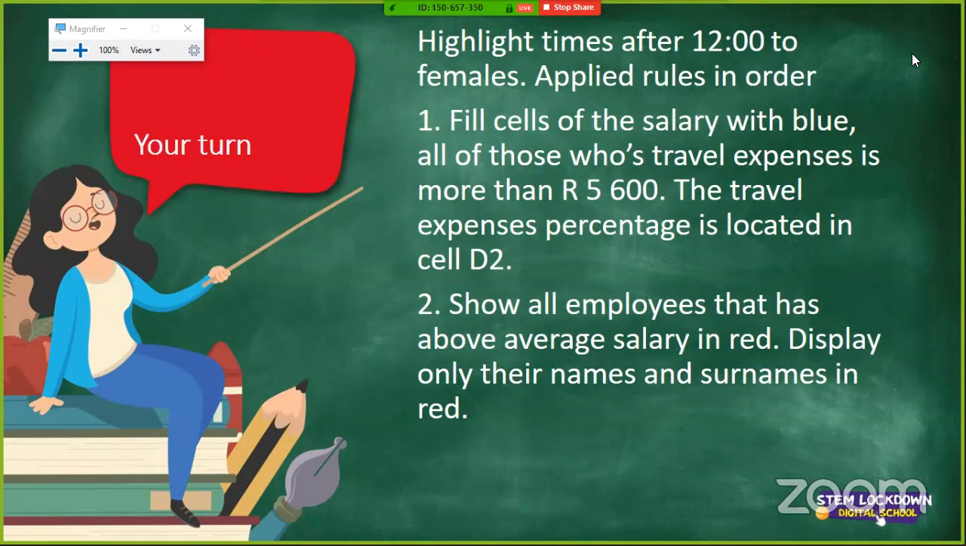Okay, let's go to the chat. We've got some time in hand. Chat with me. How do you think we're going to do this? Conditional formatting. We want to show all the employees that have an above average salary in red. Display only their names and surnames in red. Immediately, what do you think? Which function should we be using? Come, let's go with the chat.